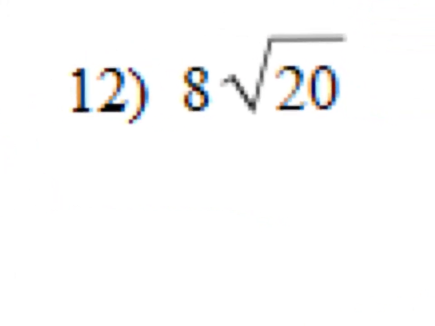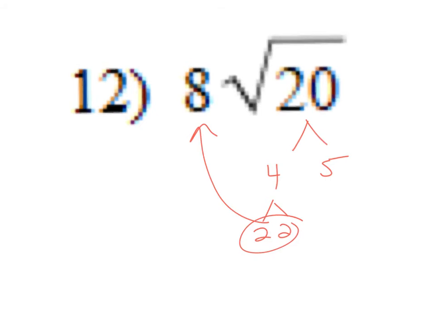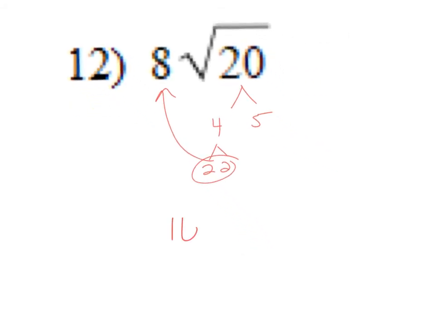Okay, so on this one, I'm going to go ahead and break down. This will go to 4 and 5. And then the 4 will go to 2 and 2. So 2's pair up and move out. Since there's already an 8 out there, it's going to be 16 root 5.